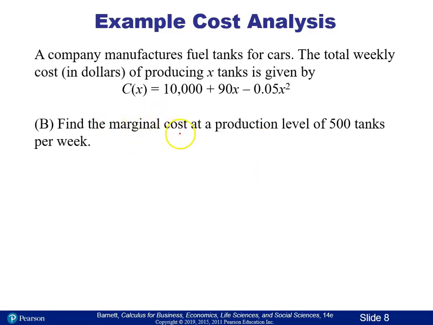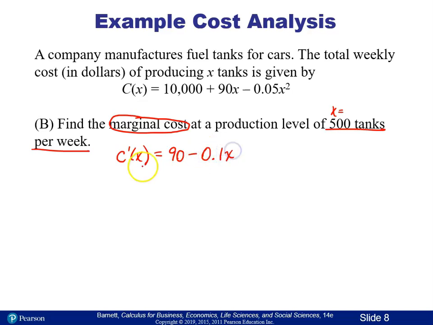Okay, so now it says find the marginal cost at a production level of 500 tanks per week. No longer do we want a general formula. We want a specific value when X is 500, and we want the marginal cost. Well, we just found the function for marginal cost. That's going to be 90 minus 0.1x. So if I want the marginal cost when 500 units are being produced, then I'm just going to plug 500 into the marginal cost equation.